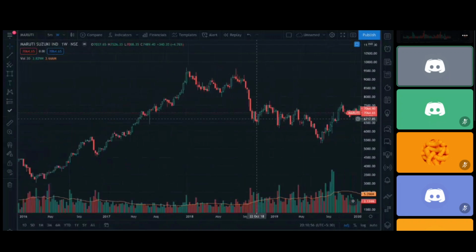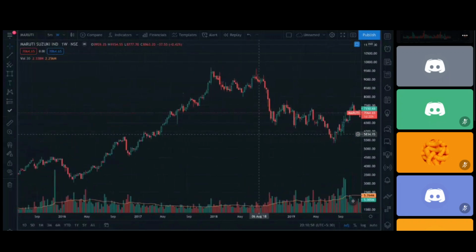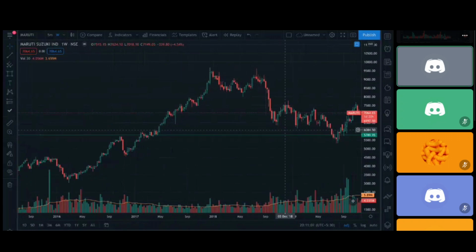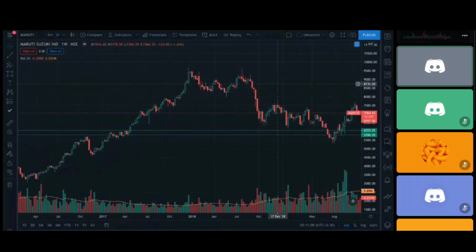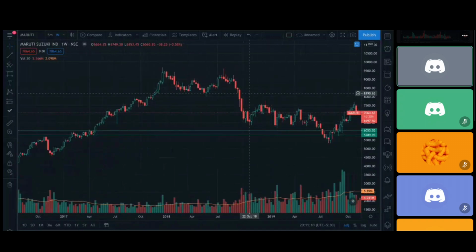So if you have to plot support here, there's one, this is two. Although it didn't touch it directly here, if you see this white bodied candle right here, this is not what I would call an igniting candle.